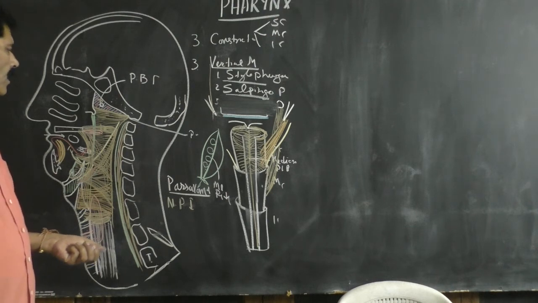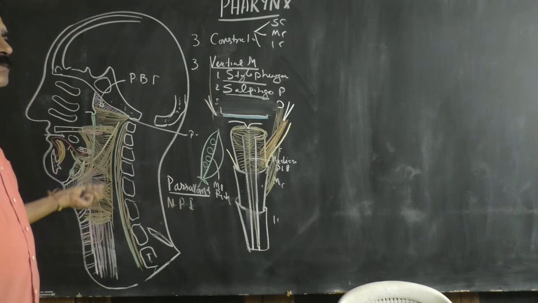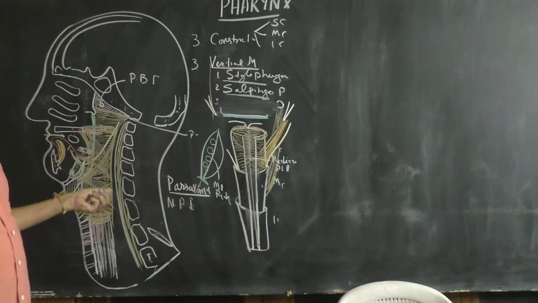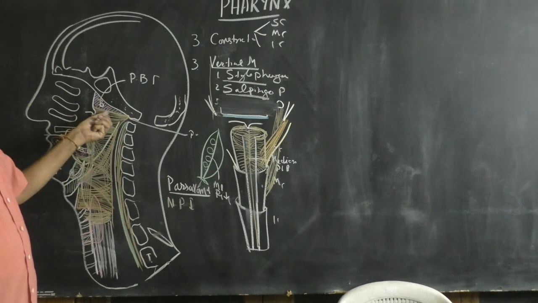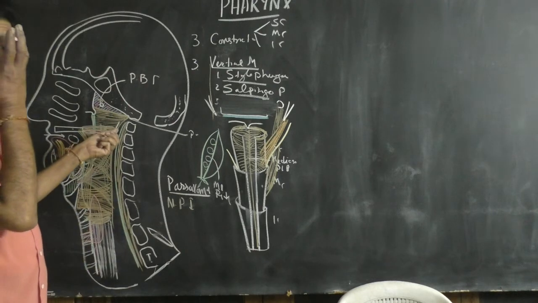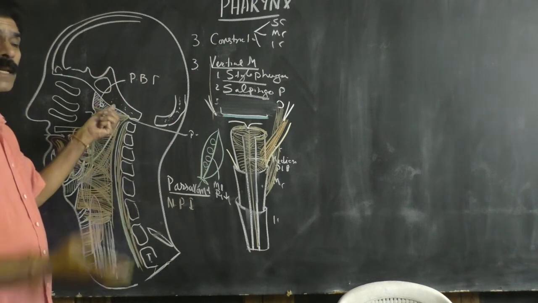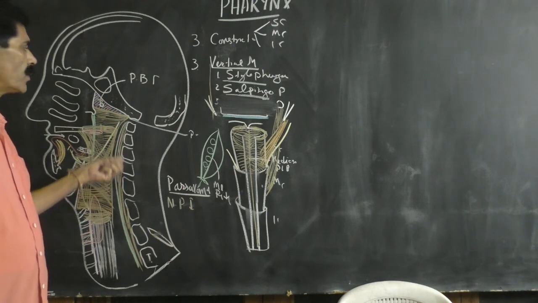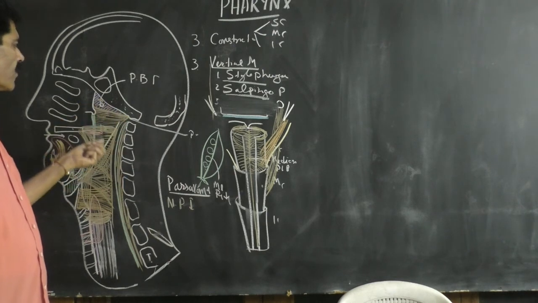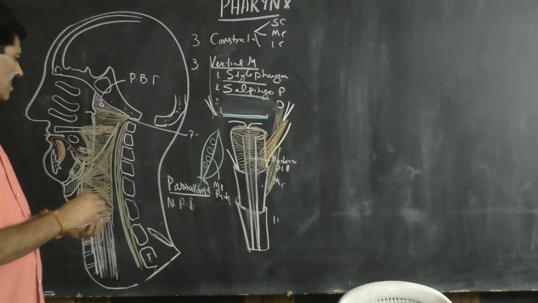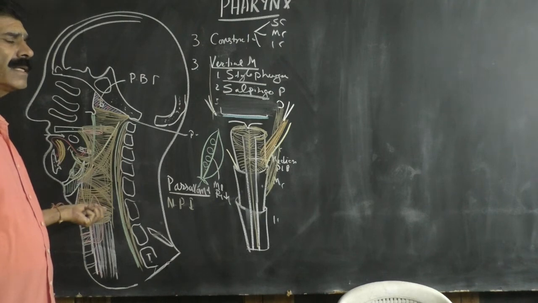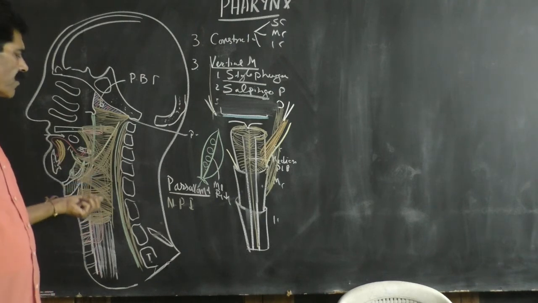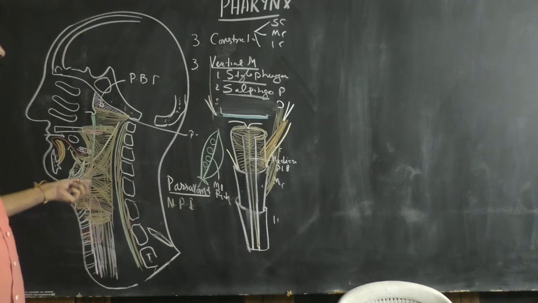Now, the outer surface of these pharyngeal muscles is covered by the buccopharyngeal fascia, and in the upper part that is the pharyngobasilar fascia. Below this come the muscles, and inside the muscles there is a lining of mucous membrane. The mucous membrane of the nasopharynx is ciliated columnar epithelium, while the oropharynx and the laryngopharynx have non-keratinized stratified squamous epithelium. That is the epithelium of friction.